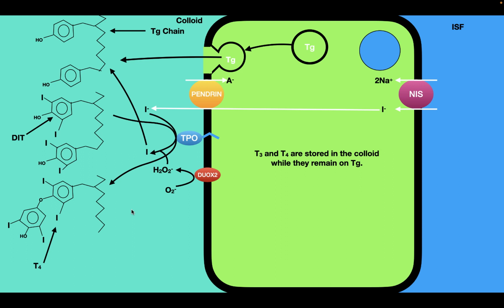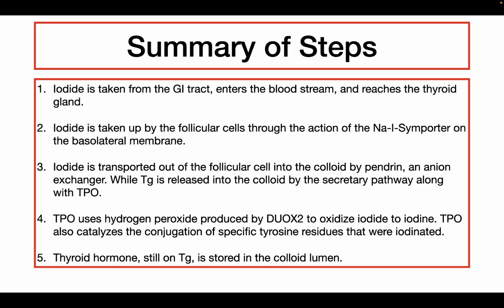And basically what's going to happen is that T3 and T4 are going to be stored in the colloid while they remain on thyroglobulin. So this right here is a summary of the steps that we just talked about.